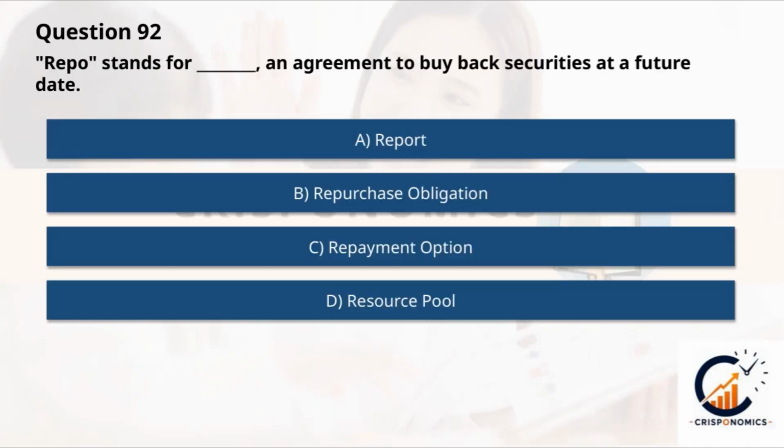Let's talk about the term repo. It stands for repurchase agreement, a contract where one party sells securities and agrees to buy them back later, usually at a higher price. This slide breaks down some key concepts around repos, like the resource pool, repayment options, and repurchase obligations. Understanding these elements helps us see how repos function as short-term loans in financial markets. It's a crucial piece of the puzzle when managing liquidity and risk.